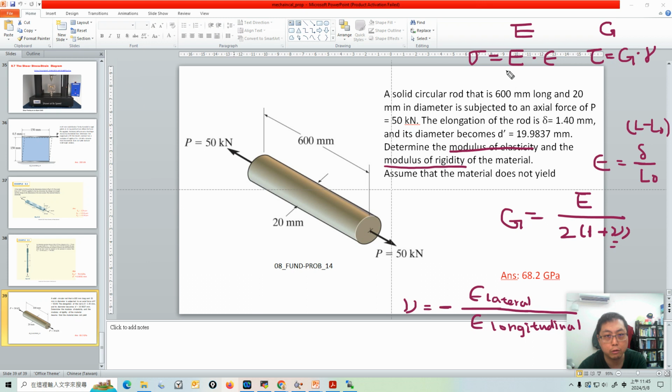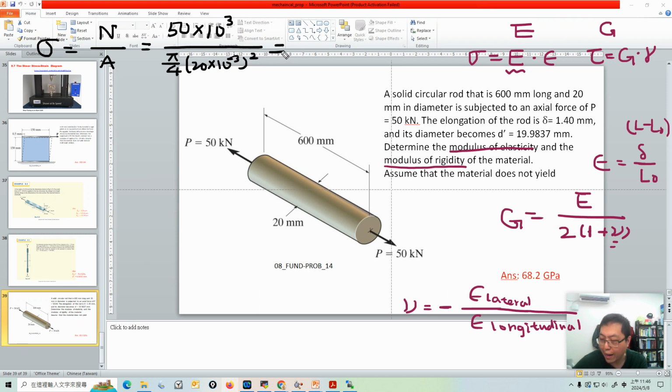First of all, we can find E, the elastic modulus. We have the normal stress. Normal stress is equal to the normal force divided by the area. What's our normal force? 50 kilonewtons, so it's 50 times 10 to the power 3. And what's the cross-section area? It's 20 millimeter in diameter, so it will be pi over 4 times (20 times 10 to the power minus 3) squared.